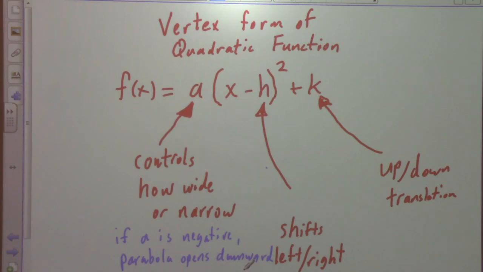Okay, if a is negative, the parabola opens downward, which may or may not reflect about the x-axis. I already finished it. All right. So let's go on here.